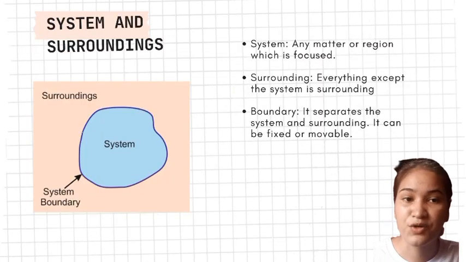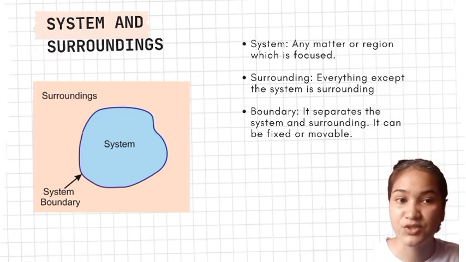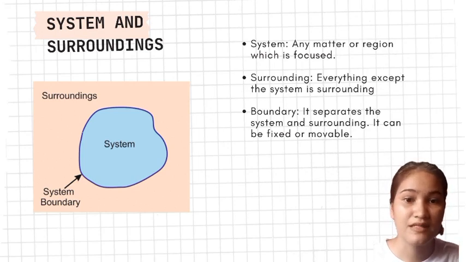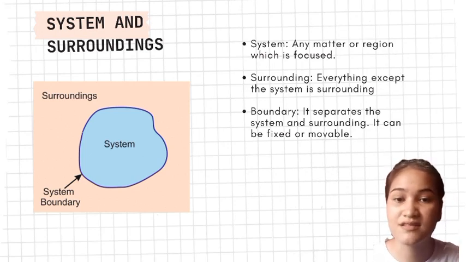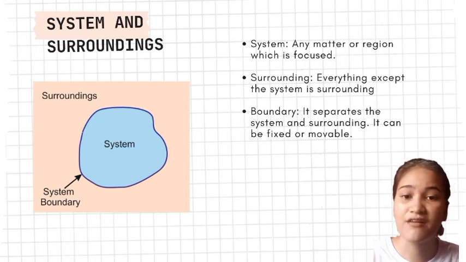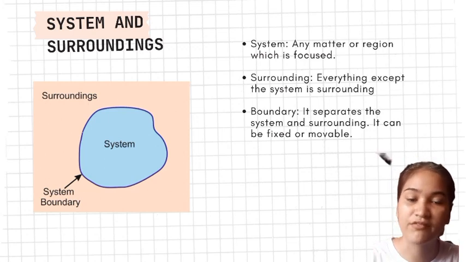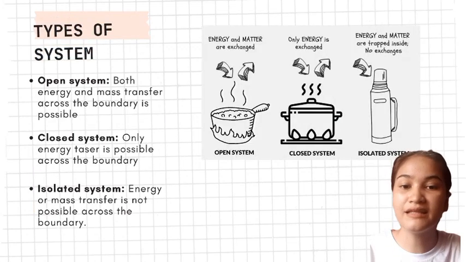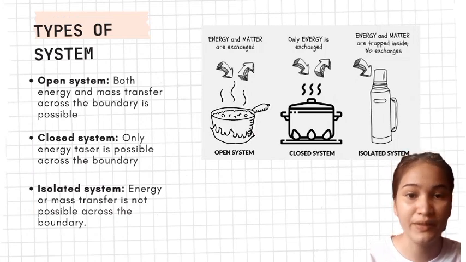System is the study piece or material, which is light blue in this picture. Boundary is what separates the system and the surroundings, though it normally doesn't have a physical value. Surroundings is everything around the system, and all this set is called the universe. We have three types of system, which are open, closed, and isolated system.